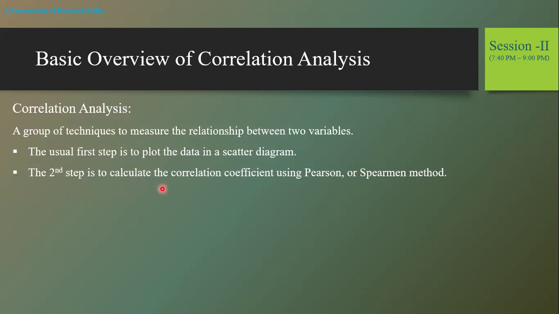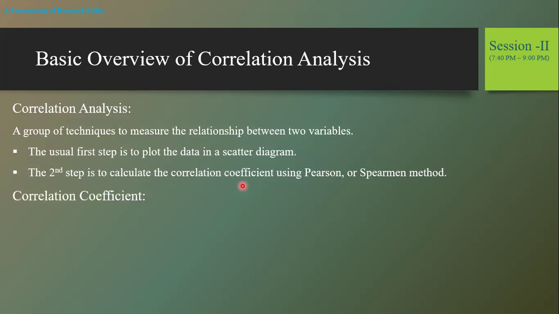The second step is that you need to find out the correlation coefficient using the Pearson or Spearman method. If your variables are continuous, meaning interval or ratio scales, you can use Pearson correlation. But if your variables are ordinal, showing some order, you need to check it through the Spearman method. So, what is correlation analysis? Correlation analysis includes both steps. As step one, you need to find out the scatter diagram. As the second step, you need to find out the correlation coefficient.